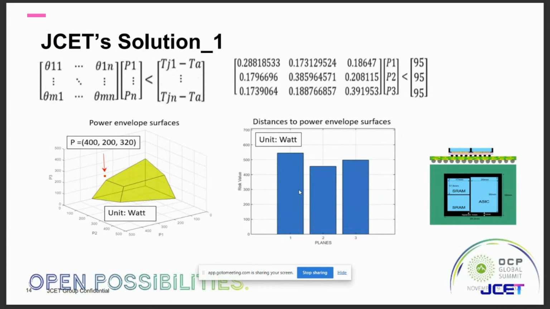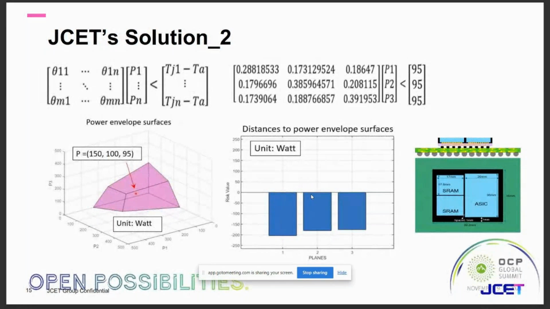The mirror image shows what I define as a risk factor. If the distance to the power envelope surface is positive, then it means that there's a risk.